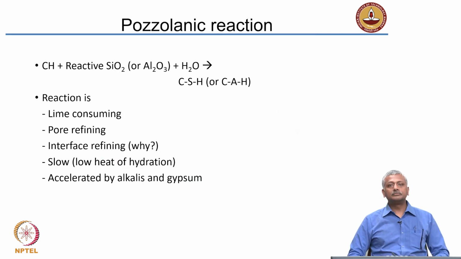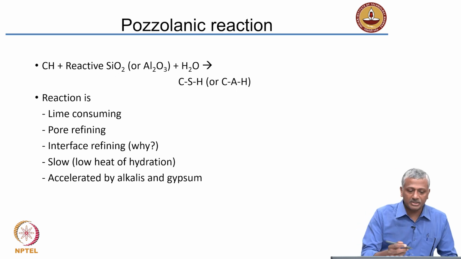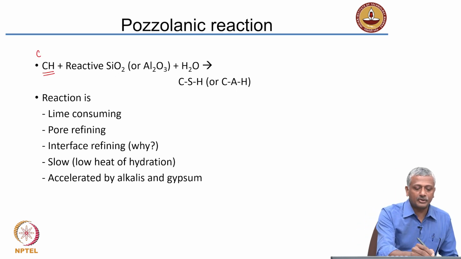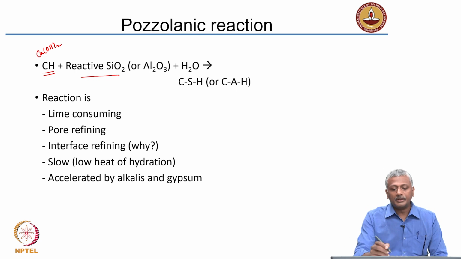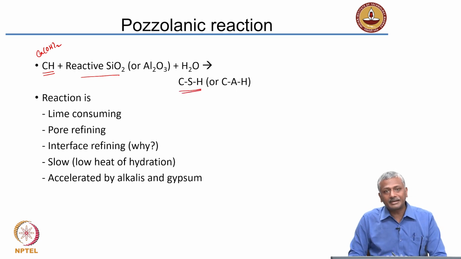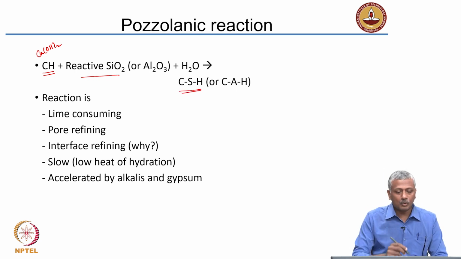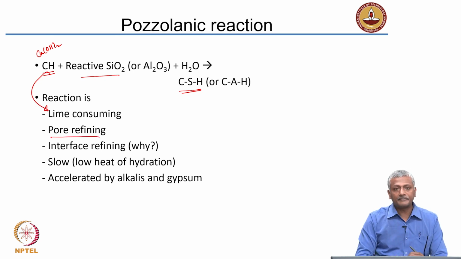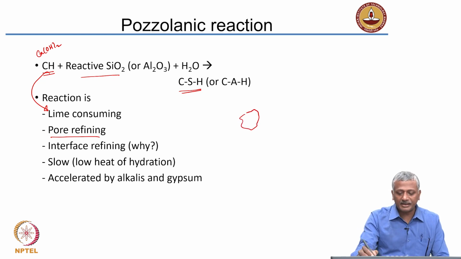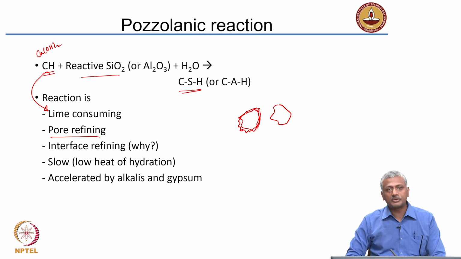Again, just to reiterate, the pozzolanic reaction is the reaction between calcium hydroxide that forms from cement hydration and reactive silica that you get from the pozzolanic material to produce additional calcium silicate hydrate. So what you are doing is consuming this lime, refining your porosity, and also refining the interfaces. If you consider aggregates, the cement paste around the aggregate is getting a lot denser in the case of a pozzolanic reaction.